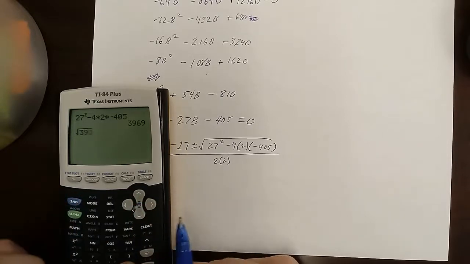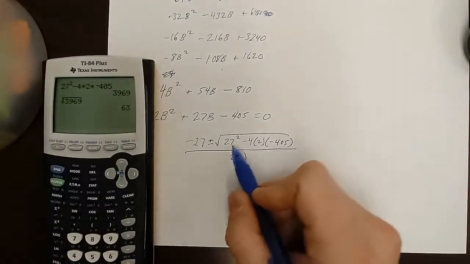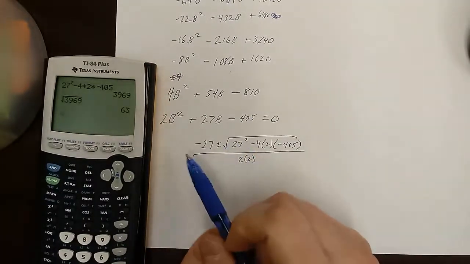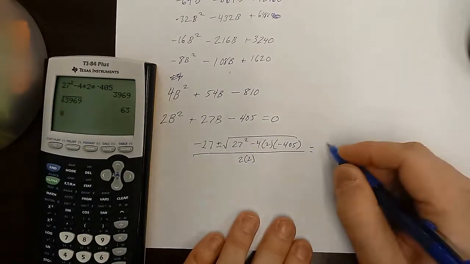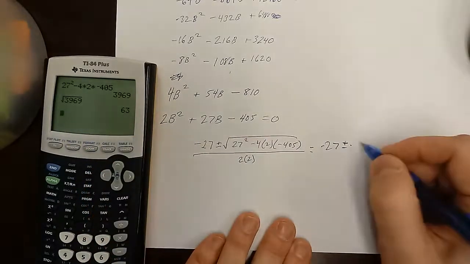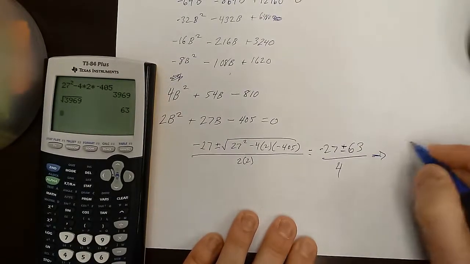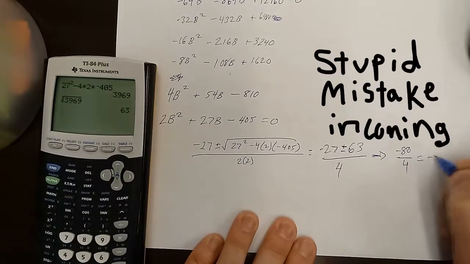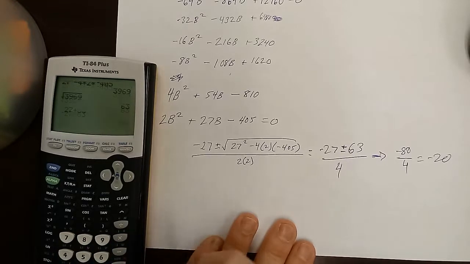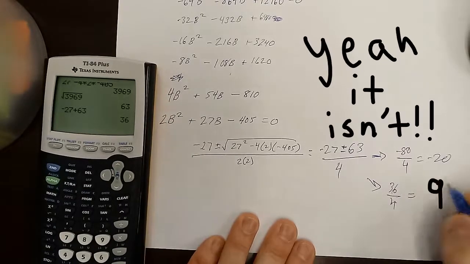Should I cry? All right, sweet. We are in business. That works. That means this factors. Go for it. I'm not going to figure it out. All right. So that's negative 27 plus or minus the square root of 3969, which is 63, all over 4. So that turns into negative 90 over 4, which is negative 22.5. And again, my poor little arithmetic brain is not working right now. Or I get 36 over 4, which is 18.